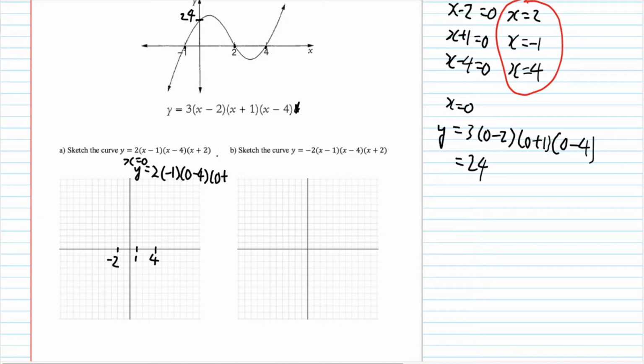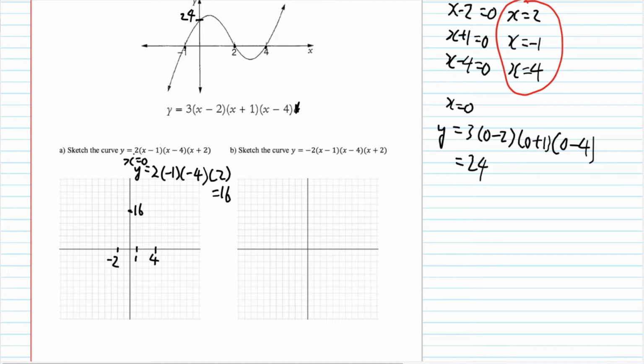Actually, I'm just going to write the calculated value here. So 0 minus 4 is minus 4. 0 plus 2 is 2. So what does this equal? This equals 8 times 2, which equals 16, right? So the y-intercept is 16. Actually, tell you what, I'm just going to say it's here.